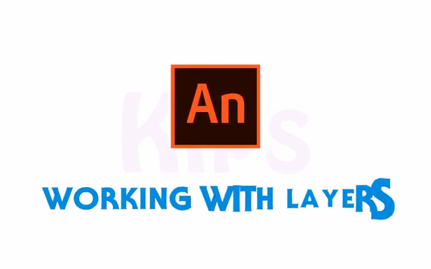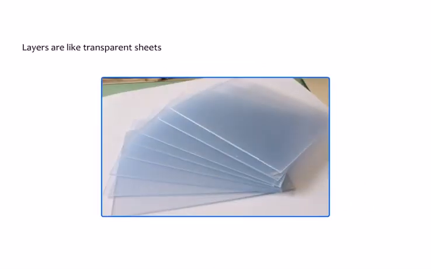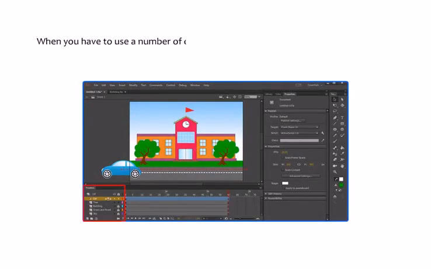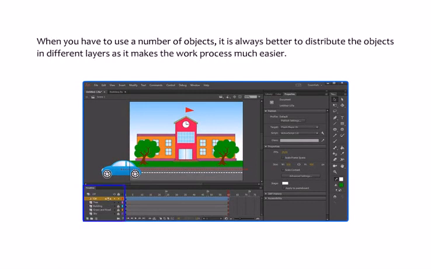Hello students, today we are going to learn how to work with layers in Adobe Animate CC. Layers are like transparent sheets that can hold objects and are stacked on top of each other. Layers are useful while developing a big animation movie. When you have to use a number of objects, it is always better to distribute the objects in different layers as it makes the work process much easier.